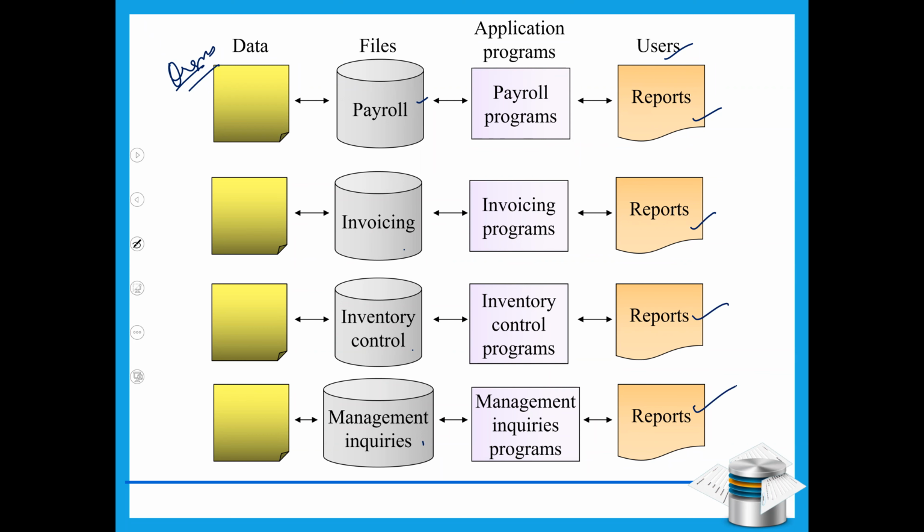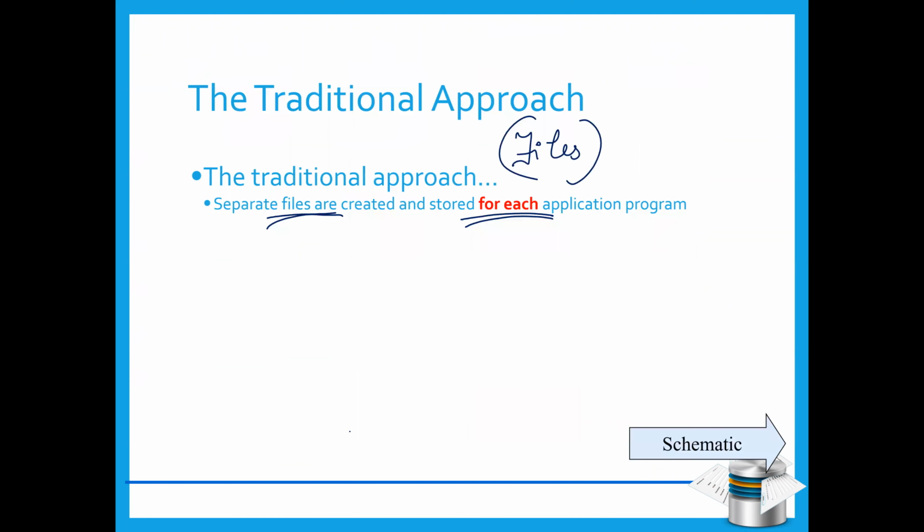Now look here, these files are completely separate. You can exactly think about the conventional paper filing system in offices. None of these are connected to each other. And look here, you had a set of data for the payroll, the same set of data even for the invoicing, the same set of data for the inventory control, and the same set of data even for the management inquiries. So how many more files you have? All of them were individual. That is why I've written over here: you had separate files created and stored for each application program.